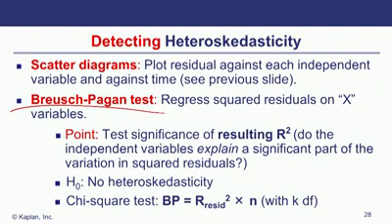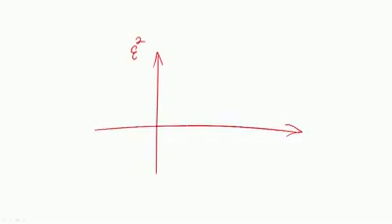So we're going to regress the squared residuals against x. Notice this is not your underlying regression where you regress y against x. You're regressing the squared residuals from the underlying regression against the value of x. Now, what is this going to do?